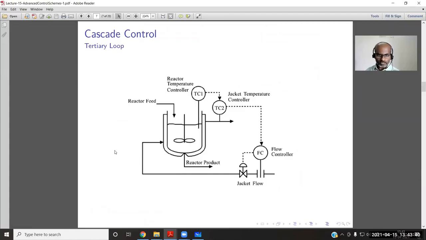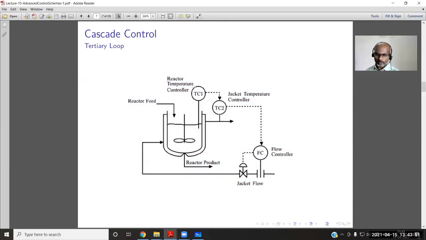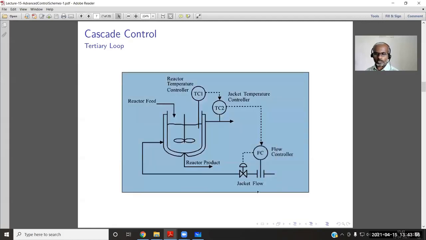Yeah, I already solved it. This has 3 loops. So the thing is, we want to control the temperature of the reactor contents. That is happening by temperature controller 1, temperature controller 2, and the flow controller.